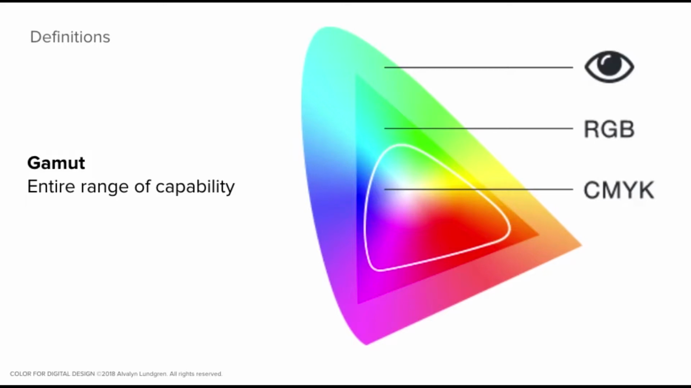Gamut is the full range of possibility or capability of any device to create or to reproduce color. So printers have a gamut, your smartphone has a gamut, your computer display has a gamut, your television screen has a gamut. The human visual gamut is much larger than what computers can create and display. And what computers can create and display in RGB and the additive system is a lot larger than subtractive color, which is printed output or paints and other types of pigments.